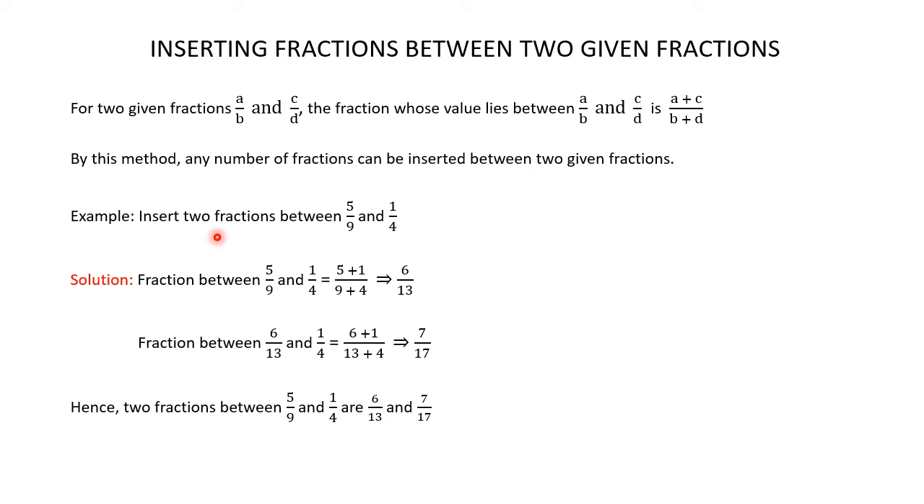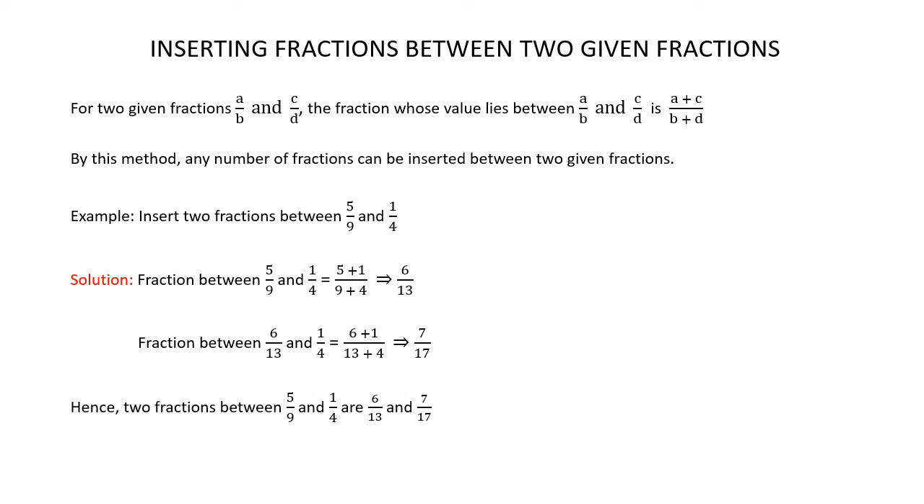Insert two fractions between 5 by 9 and 1 by 4. Now first let's find out a fraction between 5 by 9 and 1 by 4. To do that, you have to add the two numerators and you have to add the two denominators to get the new fraction. So 5 plus 1 is 6, 9 plus 4 is 13. So 6 by 13 is the new fraction that can be inserted between 5 by 9 and 1 by 4.